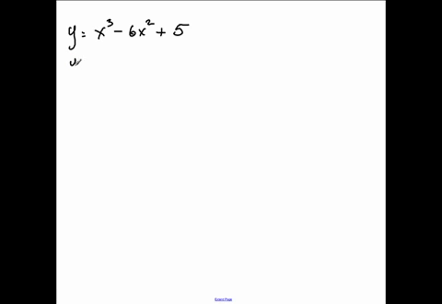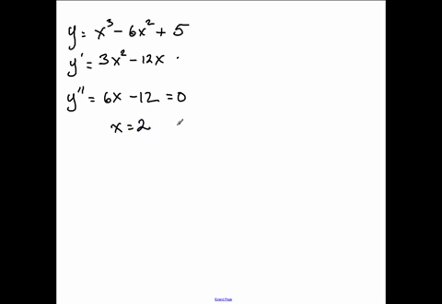So of course we take the derivative, y prime. And what we're going to do this time is jump right to the second derivative and take care of that just because of time. So that's 3x squared minus 12x. And of course we take the derivative again, and that gives me 6x minus 12 for my second derivative. So that's equal to 0. And therefore my inflection point would be x equals 2. Possible inflection point, I apologize.